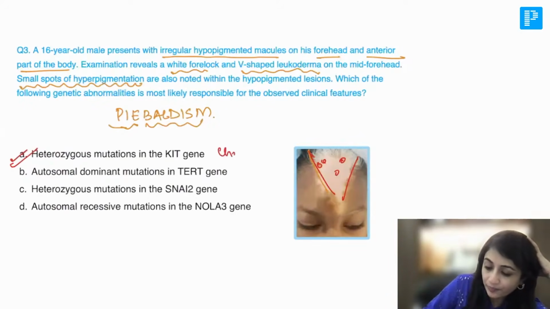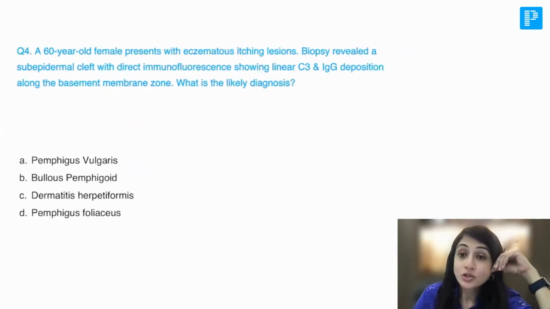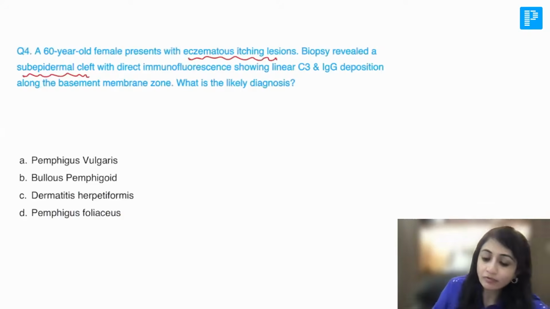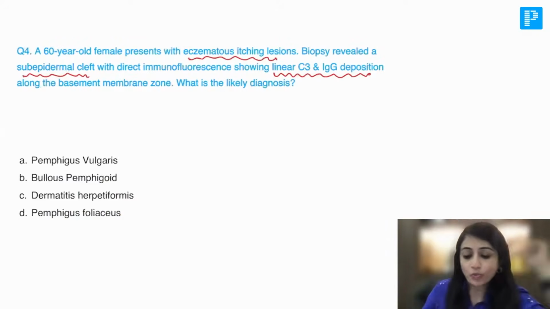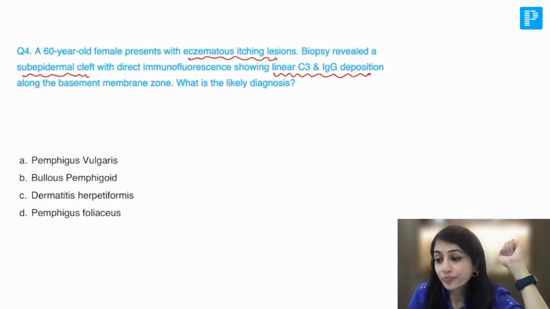A 60-year-old female presents with eczematous itchy lesions. Biopsy revealed a subepidermal cleft. DIF shows linear C3 and IgG deposition. What is the most likely diagnosis here? Any confusion with this question?